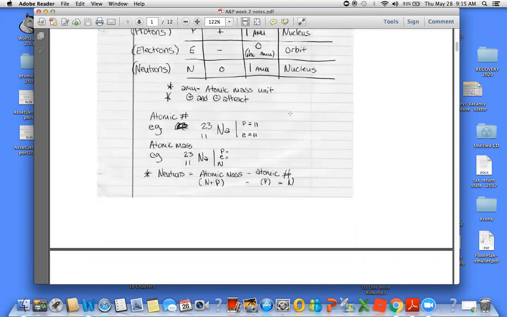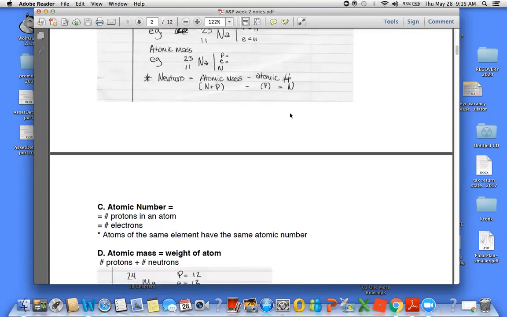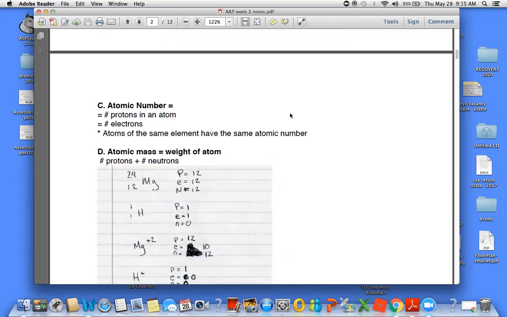The larger number is known as the atomic mass. That's the weight of the atom. What do you think the atomic mass will be? The atomic mass will be whatever has weight. Protons plus neutrons equals atomic mass. So let's scroll down just to the definition of this.